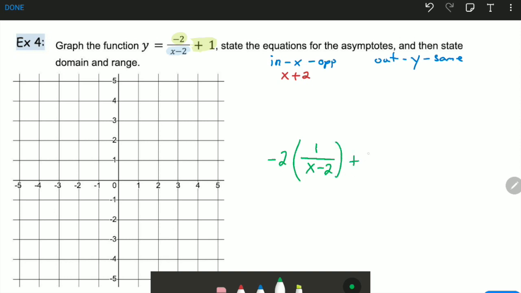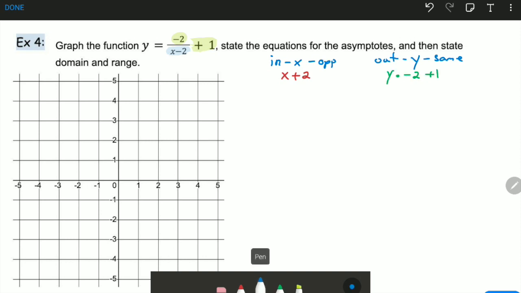Because when you multiply fractions, you simply multiply the top and then multiply the bottom. So -2 as a fraction will be -2 over 1. So you would do -2 times 1, getting the -2, and then 1 times the x minus 2, giving you the x minus 2. So the -2 on top also goes for the y values. So our transformation rule for y is we're going to take our y values and multiply by -2 and then add 1.